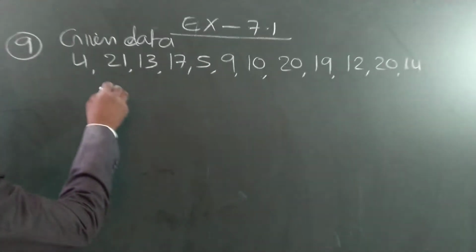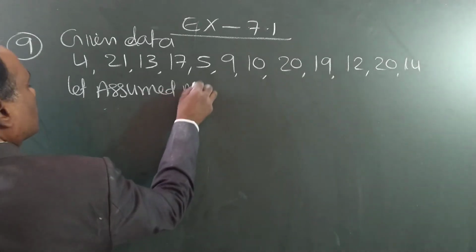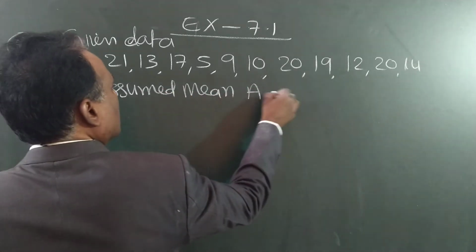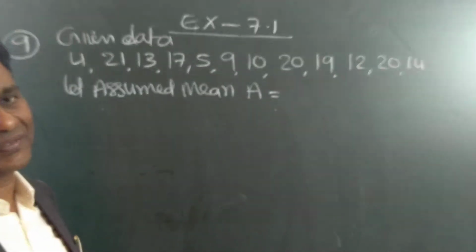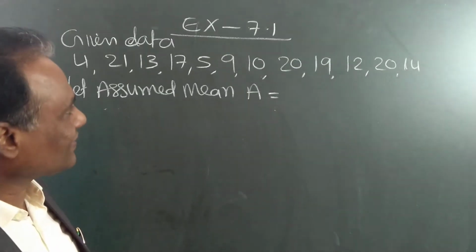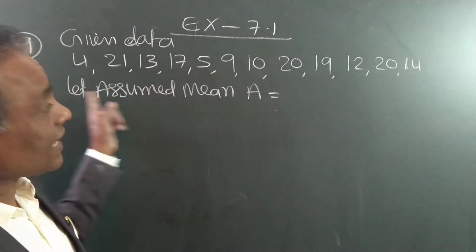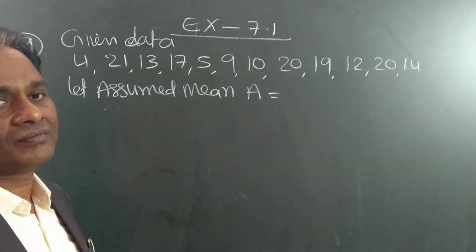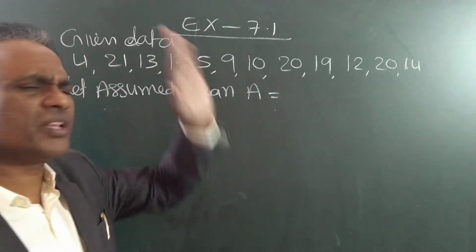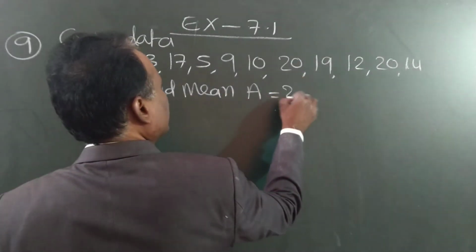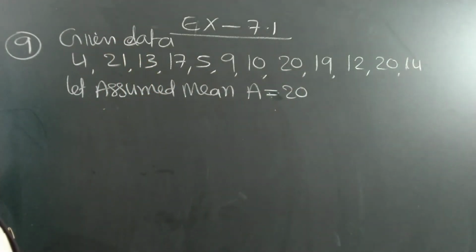For that, what do we do? First we have to assume the mean. That is denoted by A. Take any number as A. Don't get confused. What is A? A means any number you can take: 4, 21, 13, any number. I am taking, for example, 20. Let A be equal to 20.